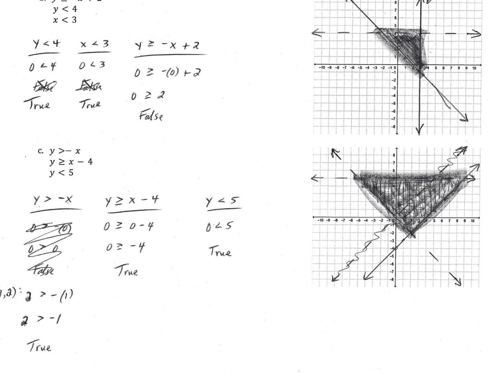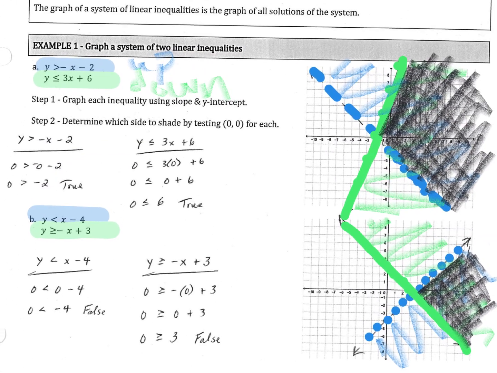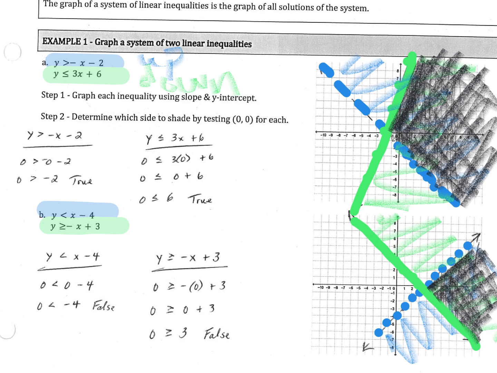So make sure you get those examples written down, but most importantly to review, make sure you can do these 2 examples that we did under example 1. Shading that solution area where 2 inequalities overlap.